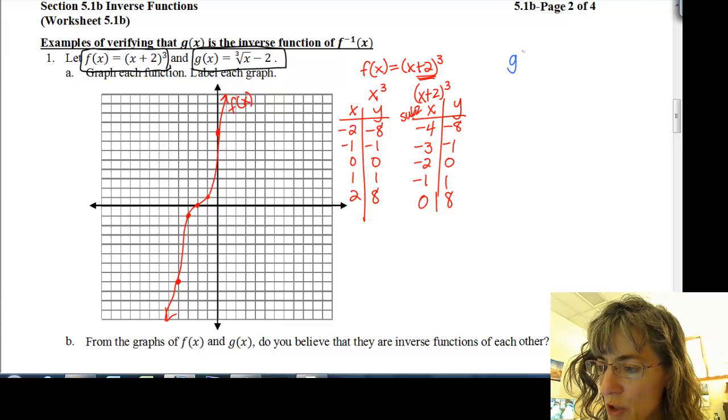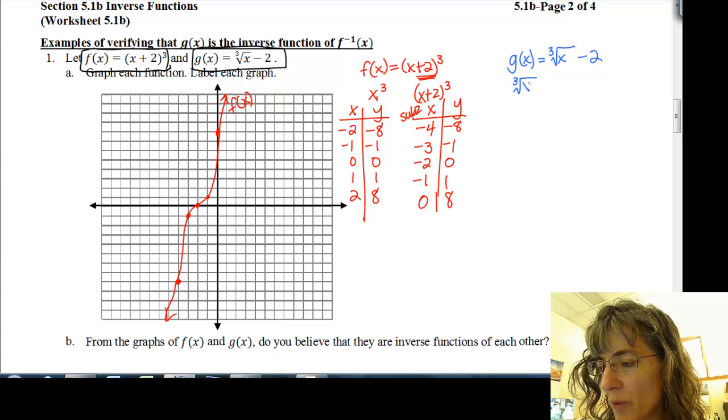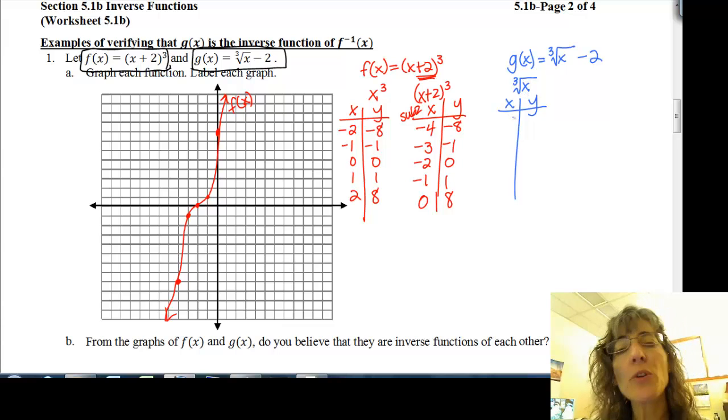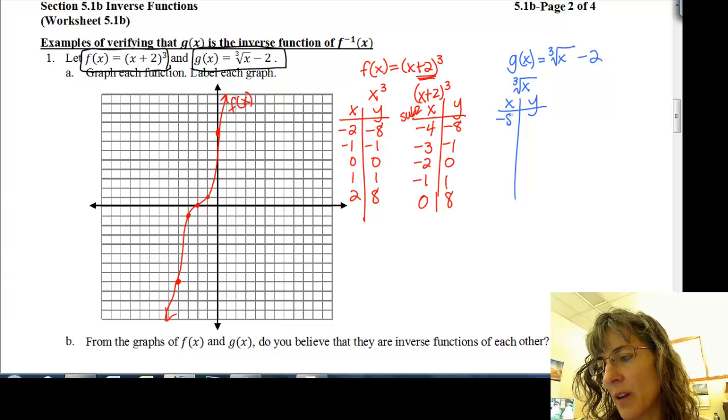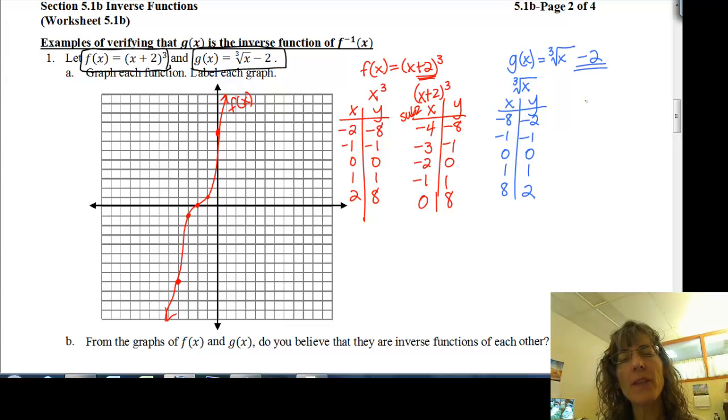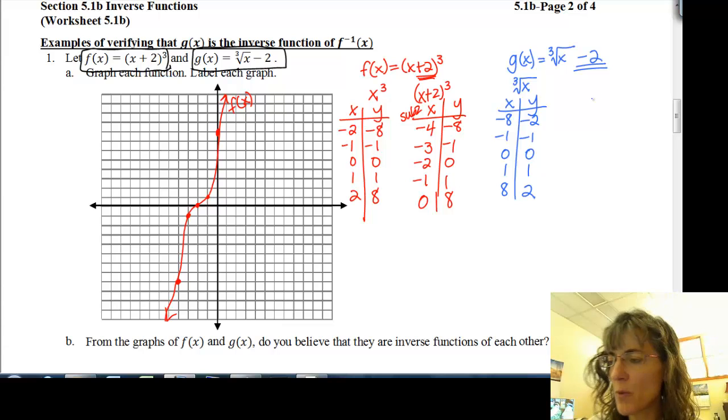Okay, so next we should do g of x, and it is the cube root of x minus 2. The parent on that is the cube root of x, so I'm going to do a few points here. I'm looking for perfect cubes, so I know -8, -1, 0, 1, and 8 are all perfect cubes. Plug them each in the cube root of -8. That'll be -2, -1, 0, 1, and 2. And then I have to do this transformation on it, and that means I'm going down 2, so that's happening to the y's. So I'm subtracting 2 from the y's.